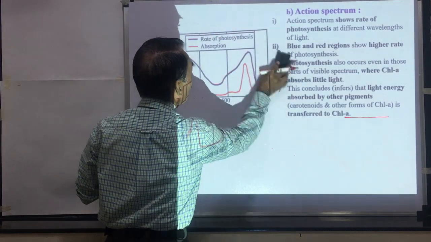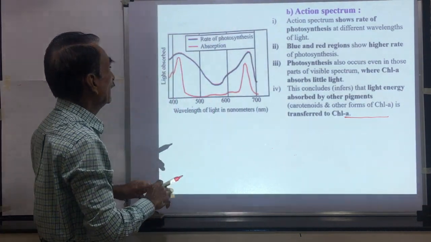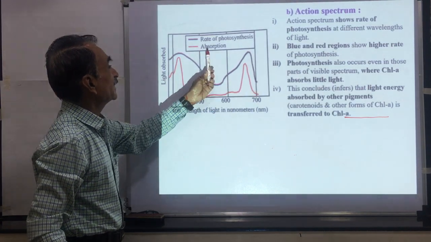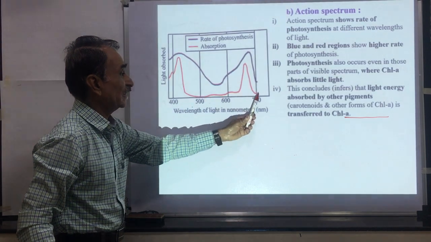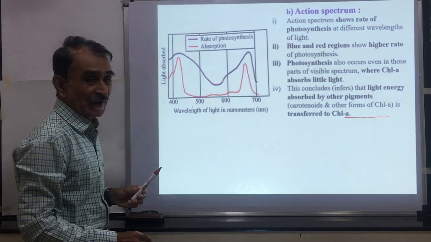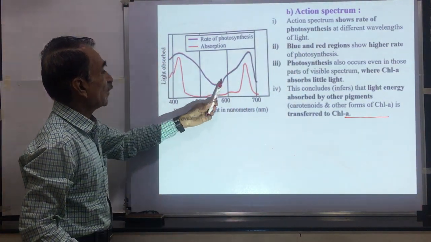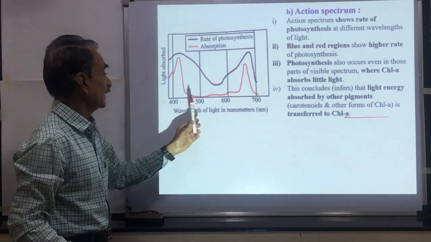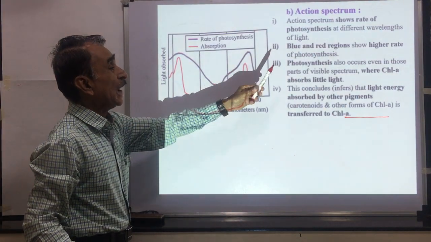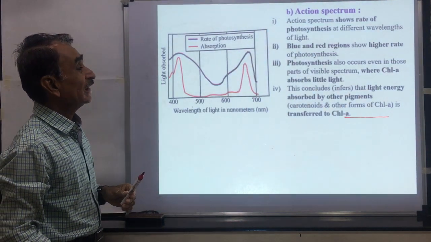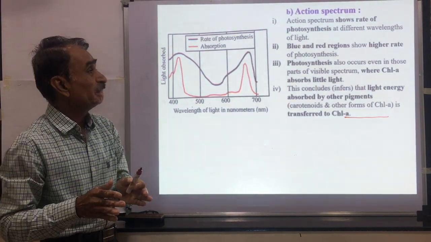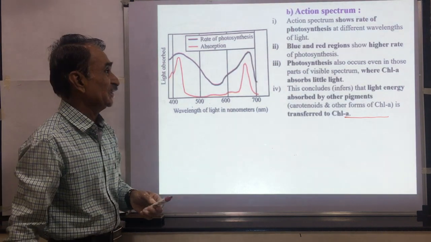Then we can see the action spectrum. You can see the rate of photosynthesis. Just now we have seen the absorption of light energy. The action spectrum shows the rate of photosynthesis at different wavelengths, ranging from 400 to 700 nm, as shown in this graph. The blue and red regions show a higher rate of photosynthesis.